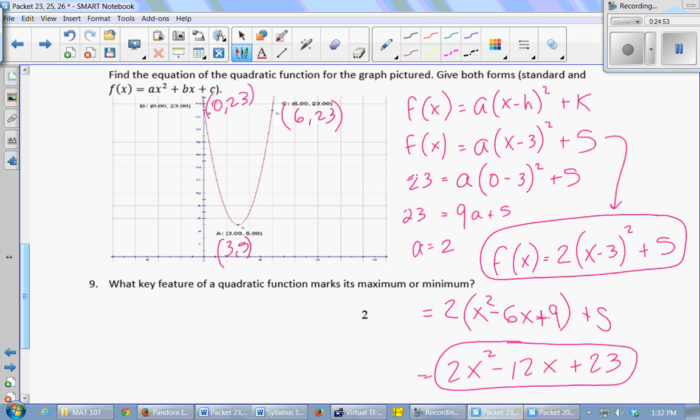Okay, what key feature of a quadratic function marks its maximum or minimum? The vertex. So if you're ever asked about the maximum or minimum value of a quadratic, you know they're just asking you to find the vertex.